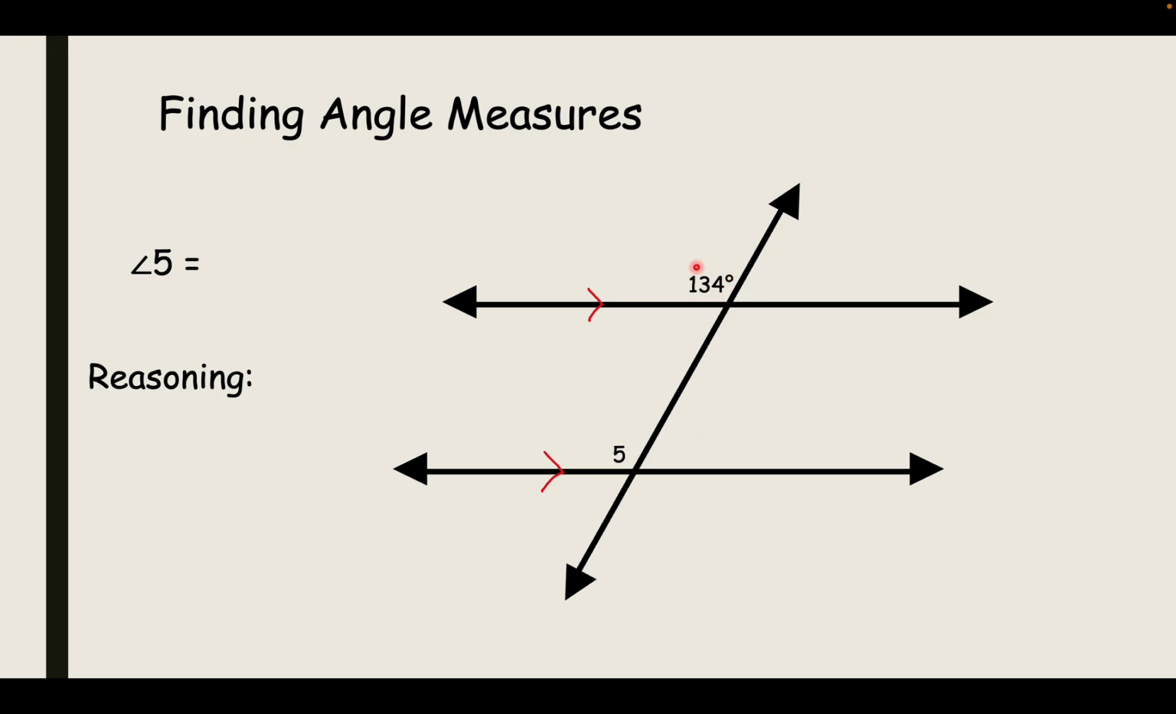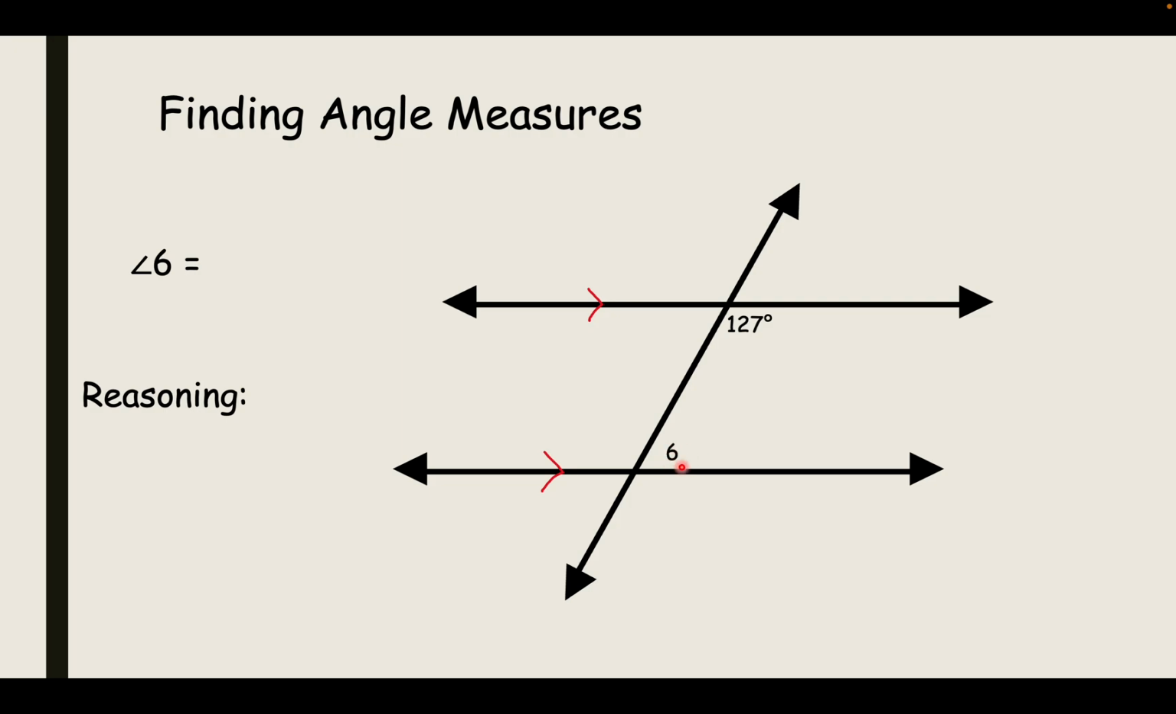So if this was 134, the relationship between 134 and this angle 5 is they are corresponding. If I recall, corresponding angles are congruent, so angle 5 is going to have to be 134. Reasoning? Because these 2 angles are corresponding.